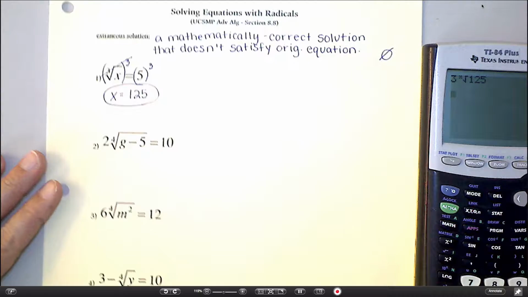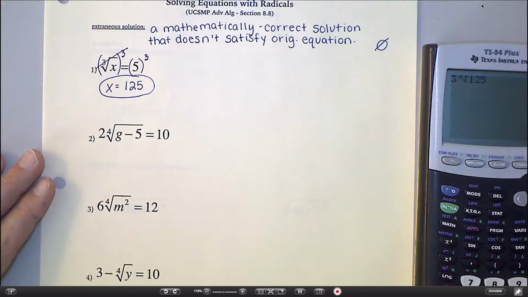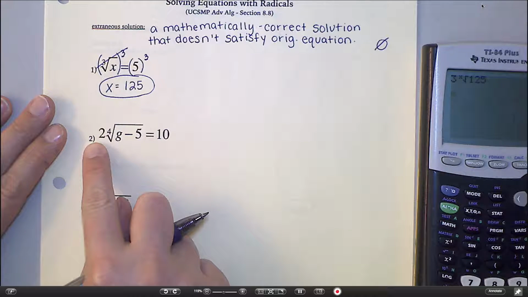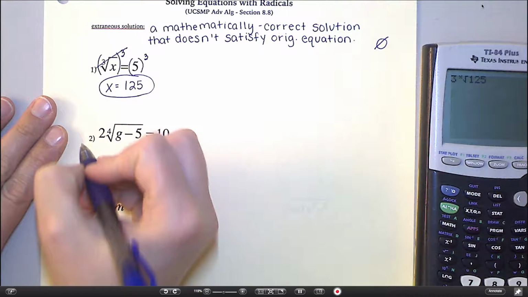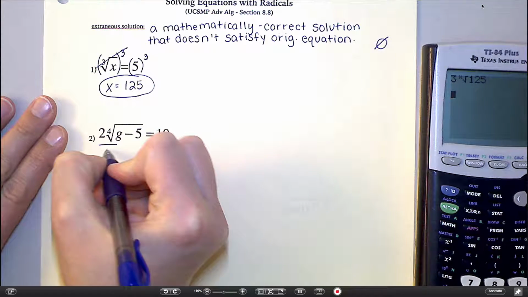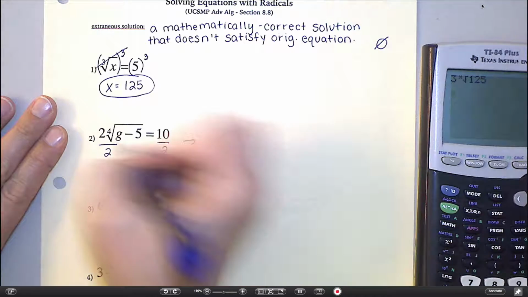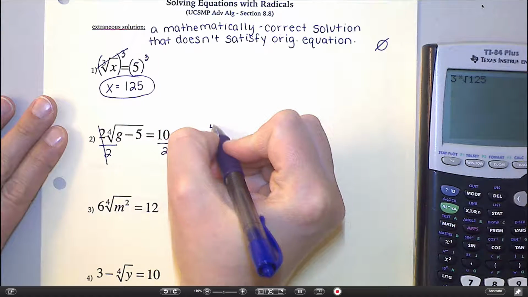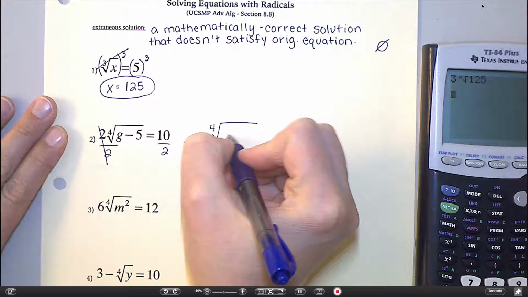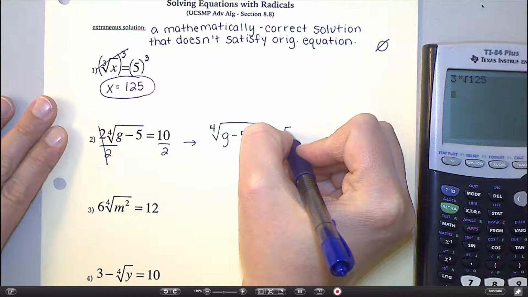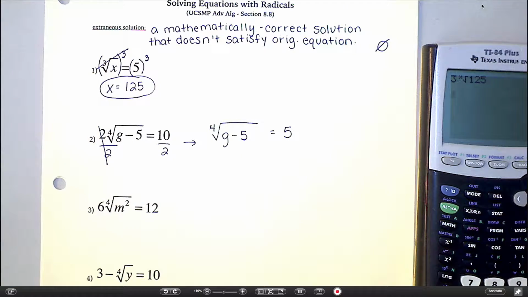All right. On that next one, number 2, kind of the same thing, except before we raise to a power of 4, we don't want to raise that 2 to a power of 4. So I would get rid of the 2 first, and we're going to do that by dividing. This is going to give me the 4th root of g minus 5 equals 5. Okay, 10 over 2 gives me 5.